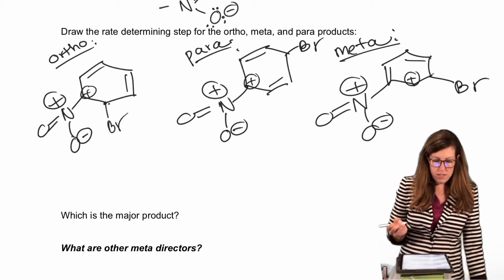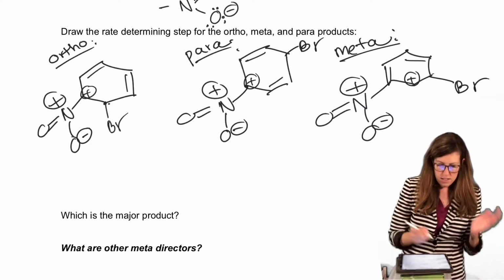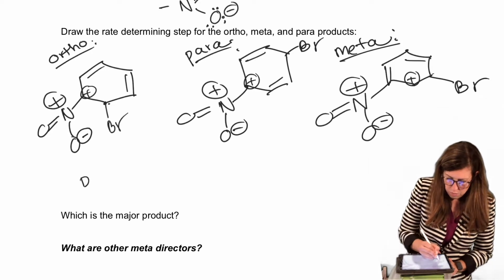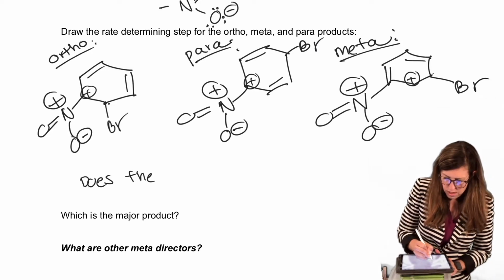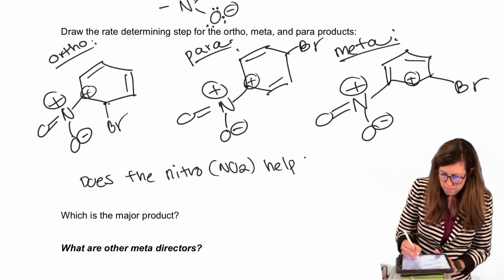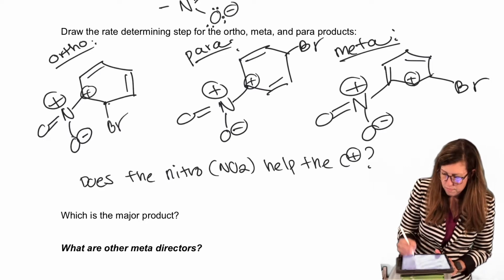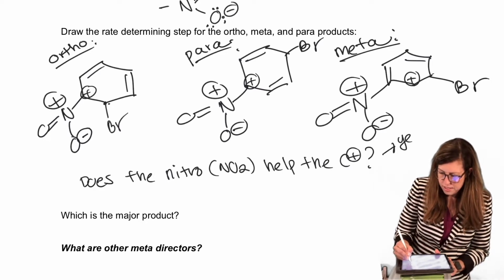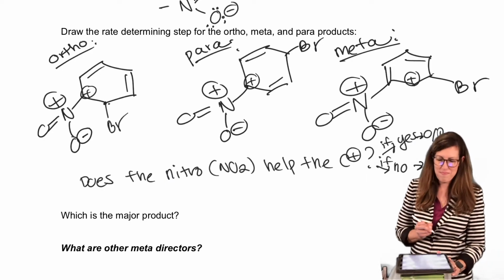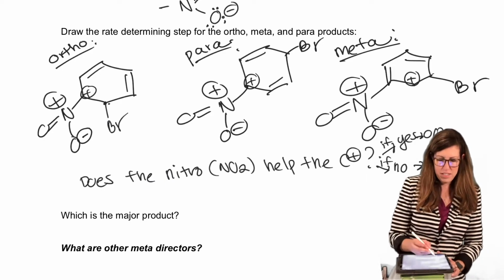All right, so what we want to do is ask ourselves a question. Does the nitro help the carbocation? If yes, then we go ortho-para. If no, then we go meta. Because if yes, that means it's right next to it.